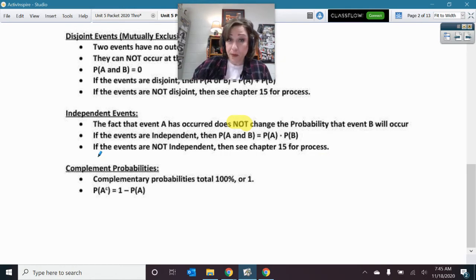Okay, complements. So that's this word, complement. We say that that is like the other part to the whole. So if you want to know the complement to probability A, then you do 1 minus probability of A. So if 90% of Ms. McClellan's students love statistics, then what proportion do not love statistics? Well, that's 1 minus that 90%. So that would be 10%, the complement.